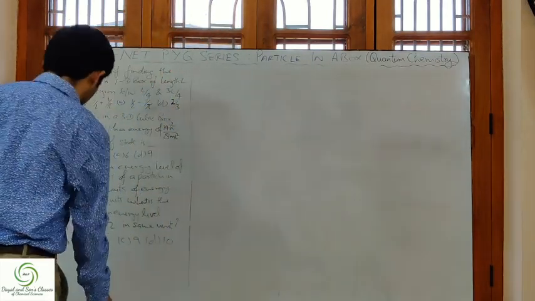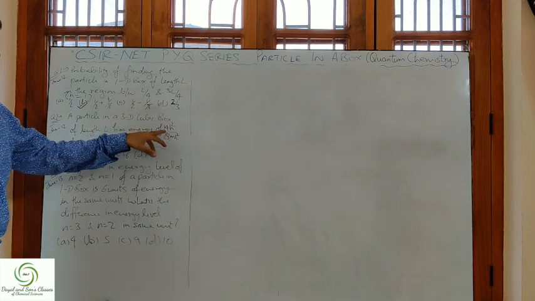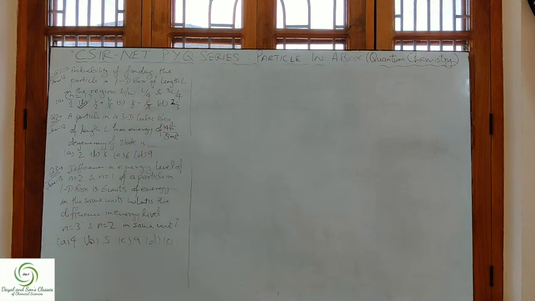Now we come to the second problem. In the second problem it says there is a particle in a 3D cubic box of length L and it has an energy of 14 h square upon 8 m L square. We need to find out the degeneracy of the energy state.